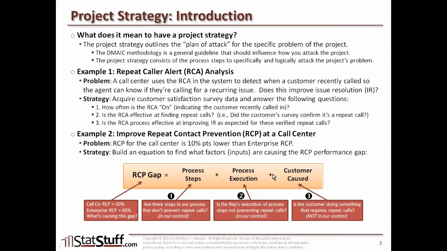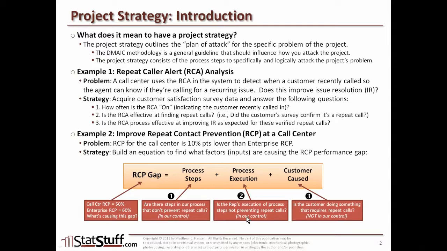3 potential factors. Those 3 factors are, first, the process steps. That is, are there steps in our process for how our reps actually execute the steps in order to resolve the person's issue who's calling in? Are those steps in the process not preventing the repeat call? Those are the things that are in our control.